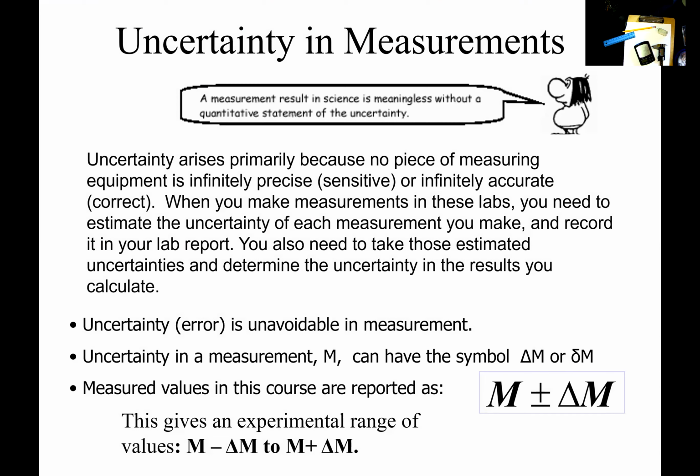So sometimes science deniers will go, well, you know, you're not 100% sure, you have uncertainty. Well, yeah, we have uncertainty because a measurement without uncertainty is not a scientific measurement.